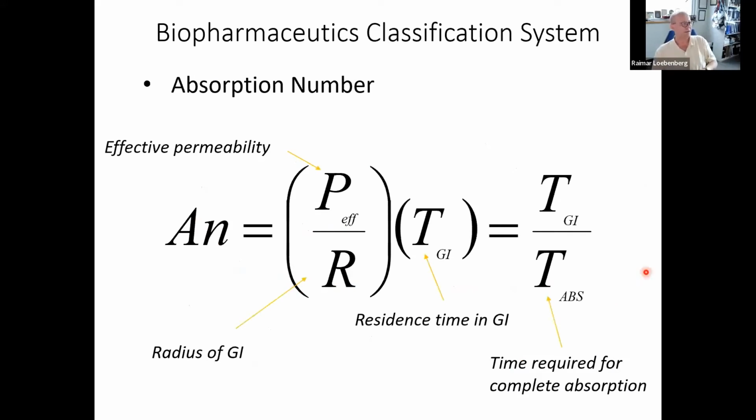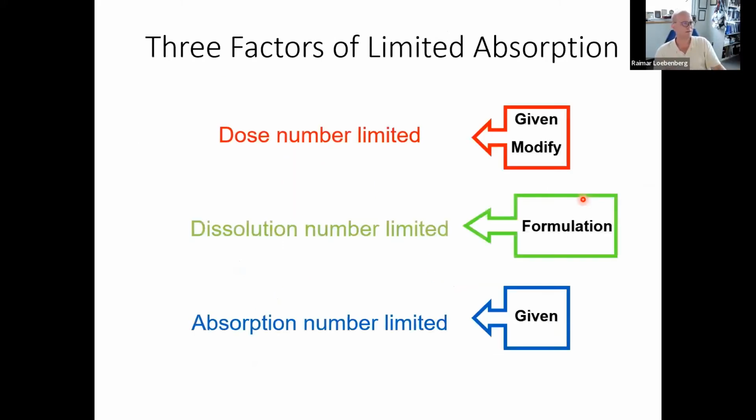And the last number is the absorption number, and here the major factor which we can measure is the effective permeability. The radius of the gut we can't change, the transit time we can't change. So for us, the absorption number is probably the one which is very important when it comes to the permeability of it. Good. I think with this, we come to the end of this very short theoretical introduction.